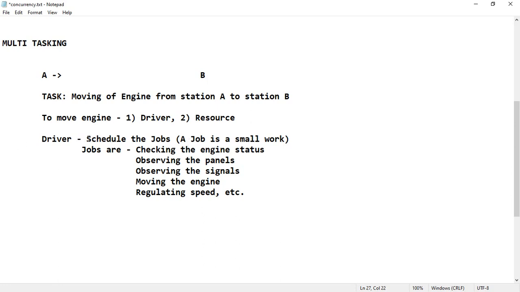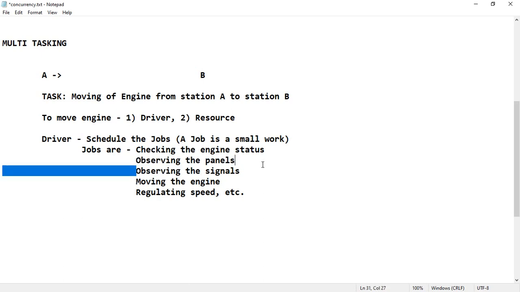Why are we calling them jobs? Jobs are the works that can be completed within a specific time. So a job is a small work that can be completed within some specified time. So what are the different jobs that a driver has to perform? That is like checking the engine status, observing the panels, in the sense of the various electrical panels available in the engine. He has to check them.